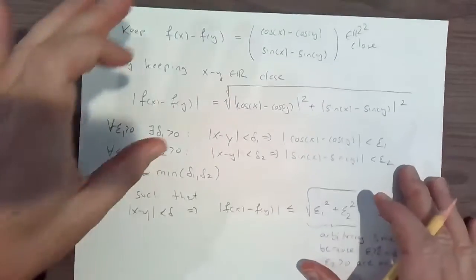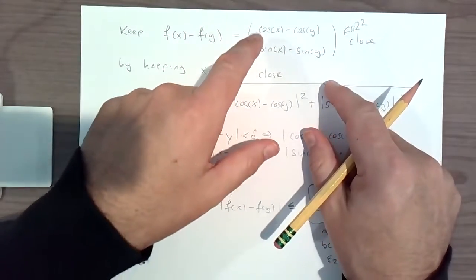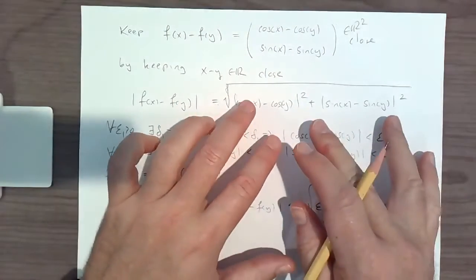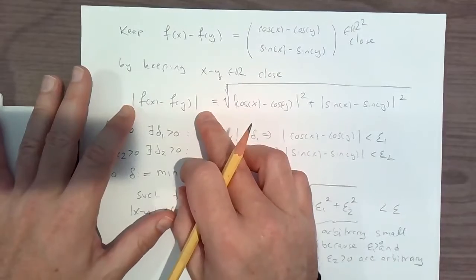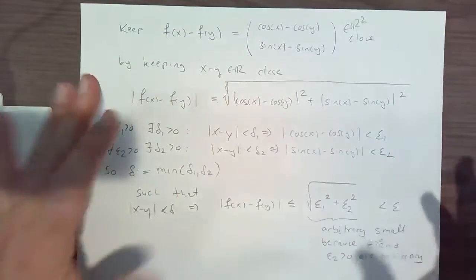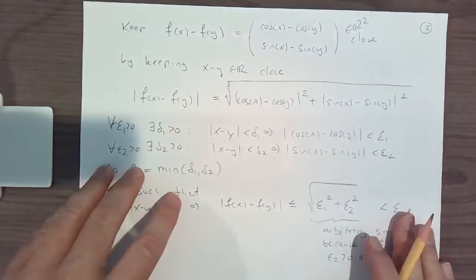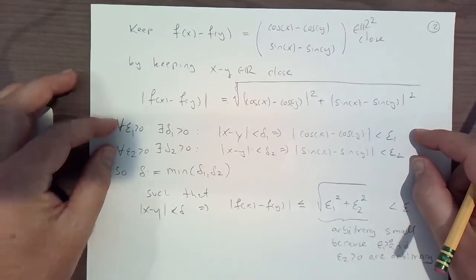But you see, if I want a two-dimensional object to be continuous, what I need to do is to have each coordinate be continuous. And by controlling each coordinate, I can control the norm, or the length, of this two-dimensional object. So what remains here is to prove that sine and cosine are continuous. So it remains to prove this, for sine and cosine here.